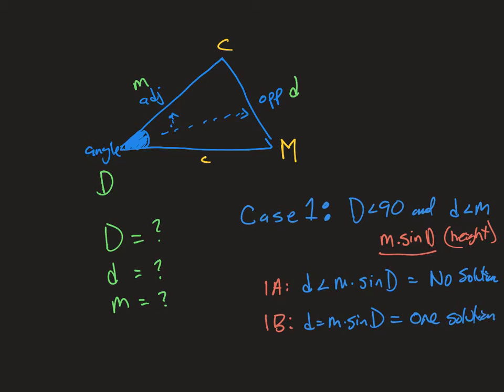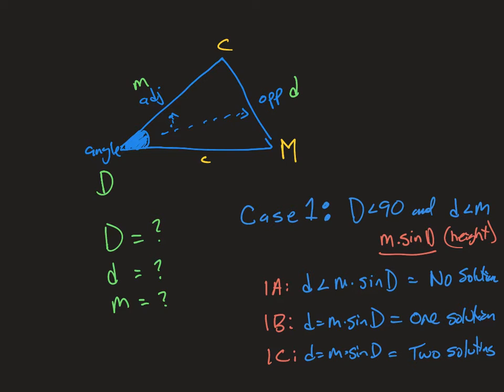And then the third subcase for case 1, I know that's confusing, 1C we'll call it, is when my side is bigger than the height. And that's the ambiguous case from our chart. That means we have 2 solutions. So unfortunately, you have to do the whole problem twice.